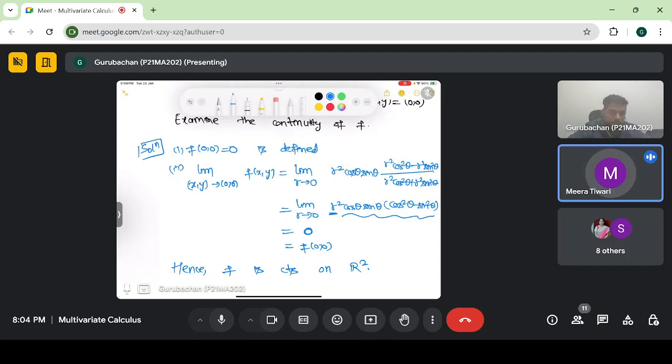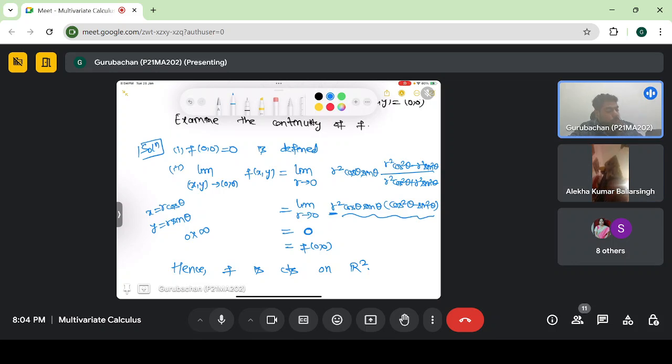Sir, why do we need the finiteness of cos theta, sin theta, and cos squared theta minus sin squared theta? See, theta is not varying here. We have taken x equal to r cos theta and y equal to r sin theta. For these polar coordinates, theta lies between 0 to 2 pi, right? And finiteness is needed. Suppose there is the expression 0 into infinity. Can you tell me what is the value of 0 into infinity? Undefined form, right?